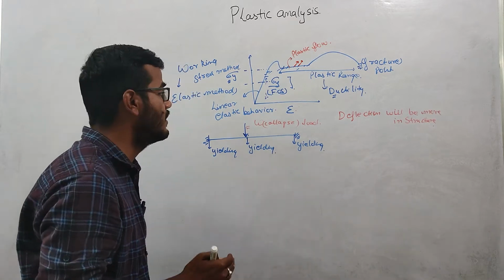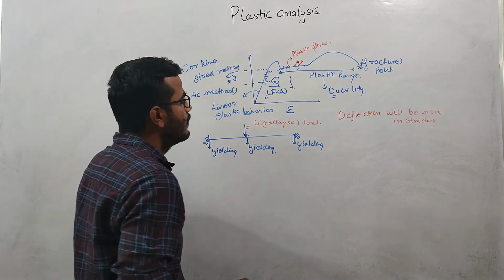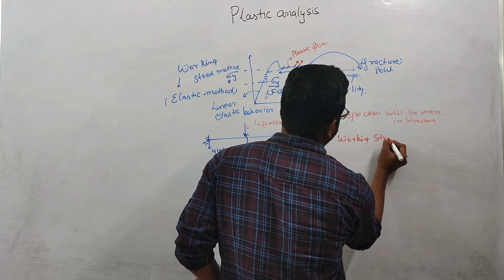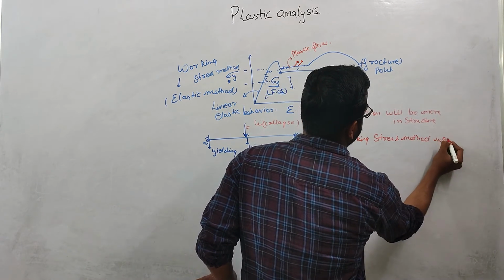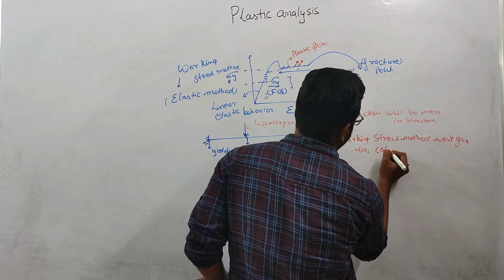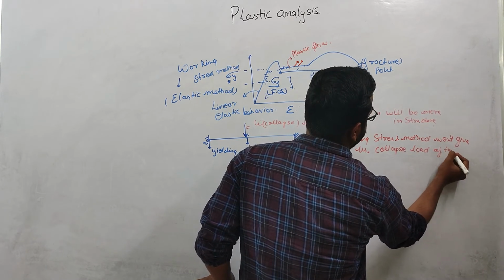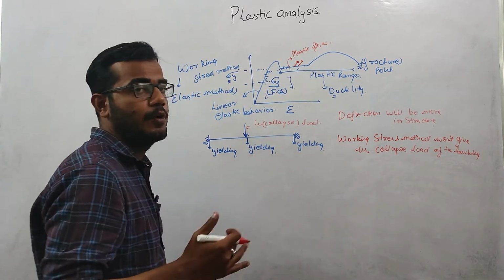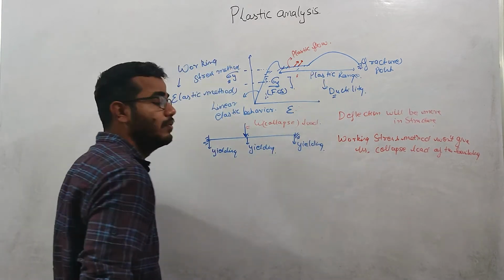So in the working stress method we cannot calculate the collapse load of the building. Okay, right? So the working stress method won't give us the collapse load of the building. If we want to calculate the collapse load, at what point the building will collapse, that we can calculate with the help of the plastic flow, right?